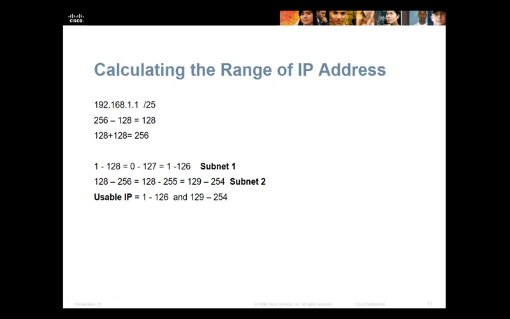You need to understand that the first subnet has 1 to 126 as usable IPs, while the second subnet has 129 to 254 as usable IP addresses. The first subnet has a network address of 0 and the last subnet has a network address of 128. The first subnet has a broadcast address of 127 and the last subnet has a broadcast address of 255.